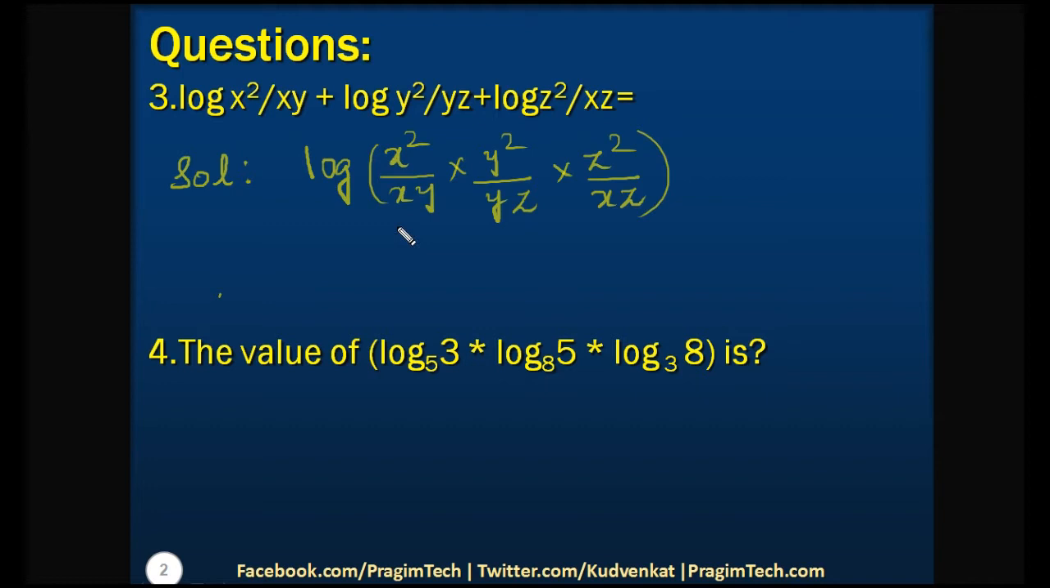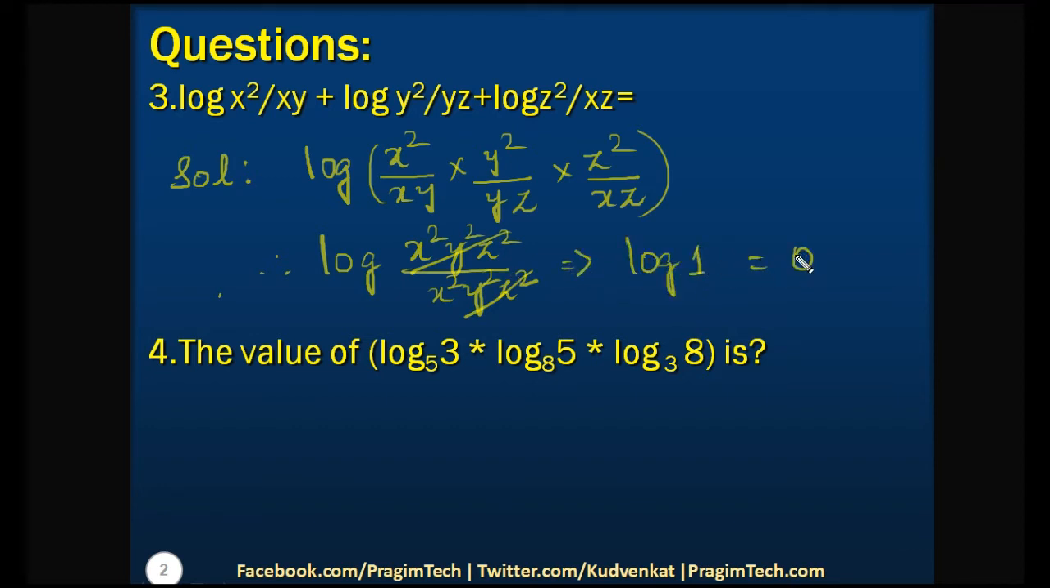If you multiply the terms in the denominator, it is going to be xy into yz, which is nothing but xy square z, that is multiplied with xz. So the resulting is going to be x square y square z square. So therefore it is logarithm of x square y square z square divided by x square y square z square. We can cancel out these two. So it's nothing but logarithm of 1, its value is 0, right? Let's look into the fourth one.